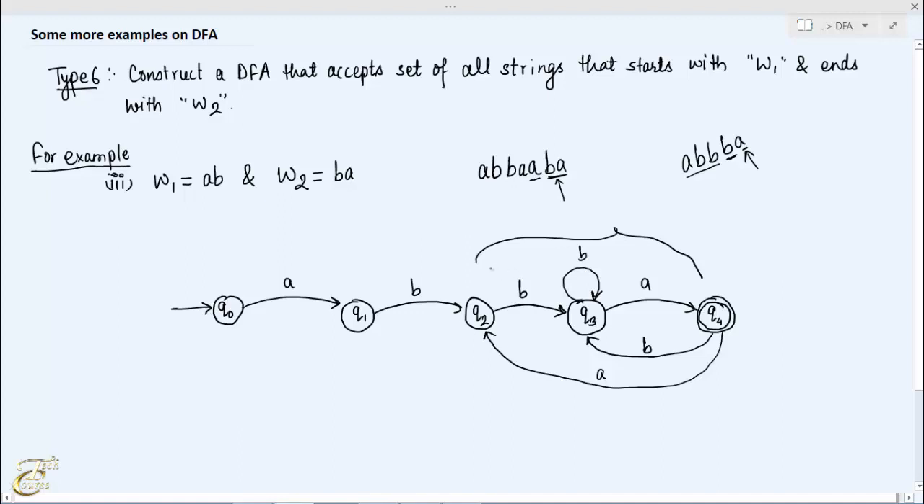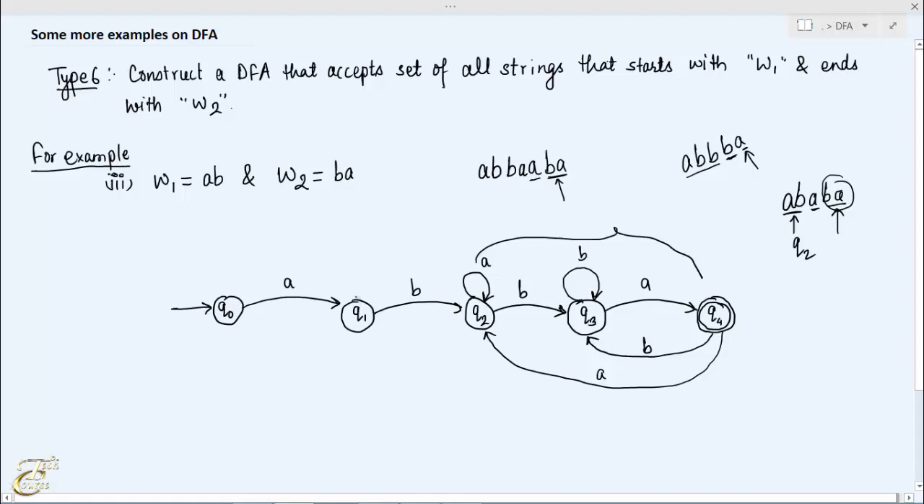Similarly, what if the machine reads the symbol A in Q2 state? That means A after AB, since this symbol is already read by the machine to reach the state Q2. In that case, we have to only check whether BA is present after this A or not. So this checking of BA is performed by this whole transition. That's why we just revolve in Q2 state after reading a symbol A in Q2 state.